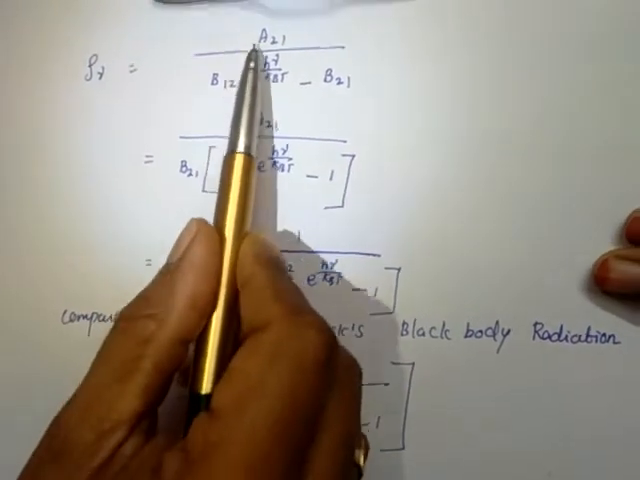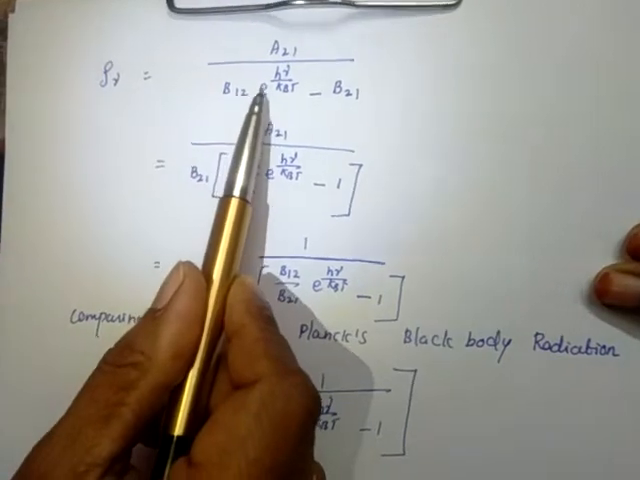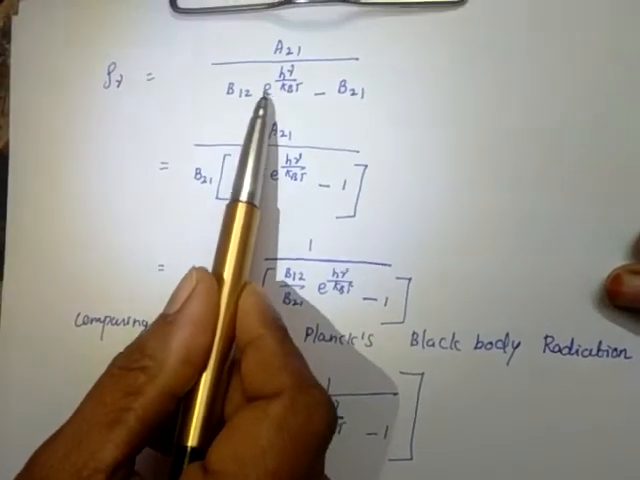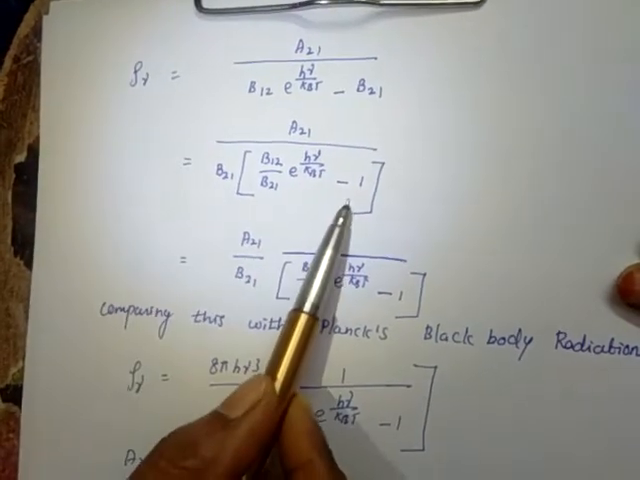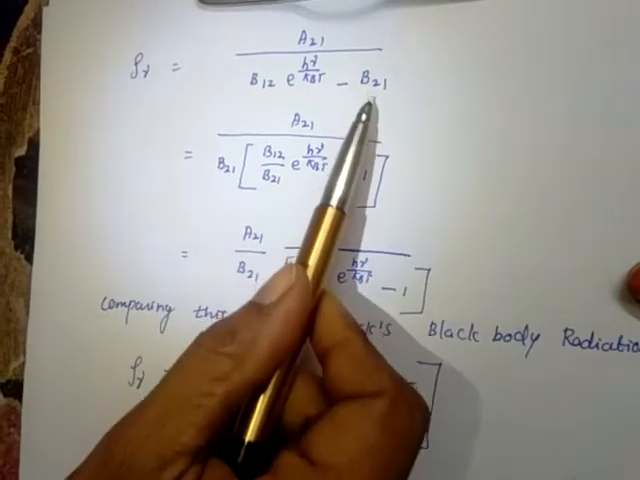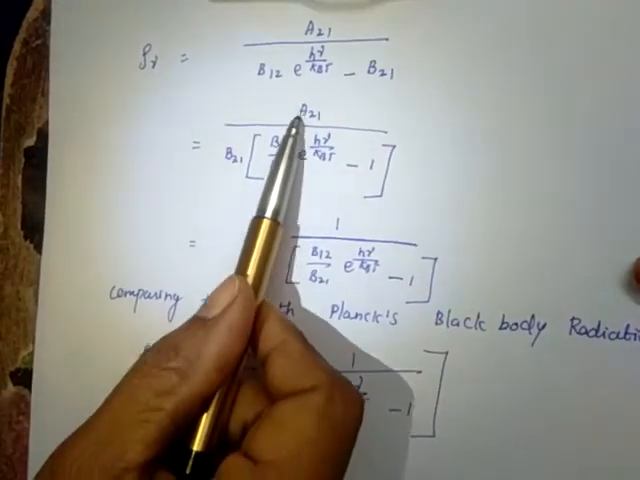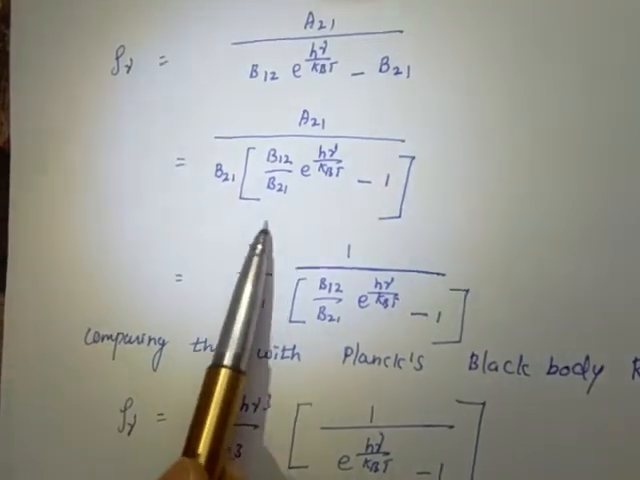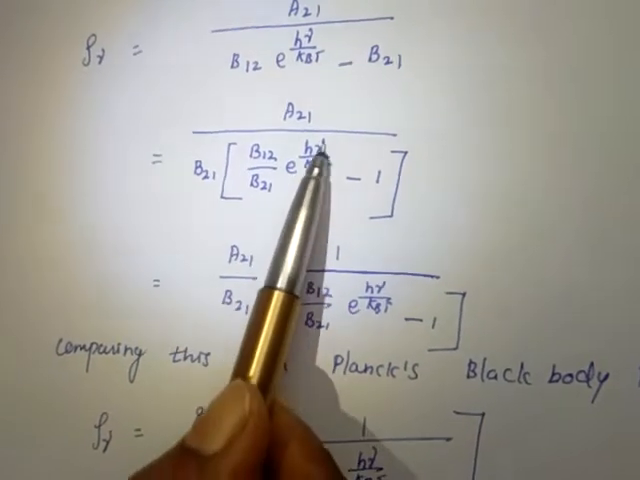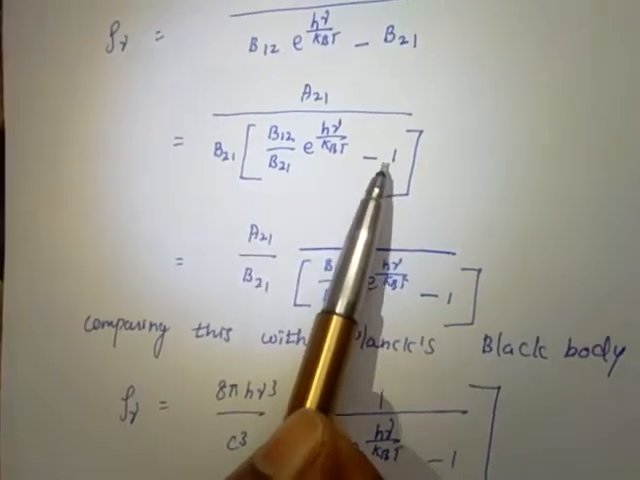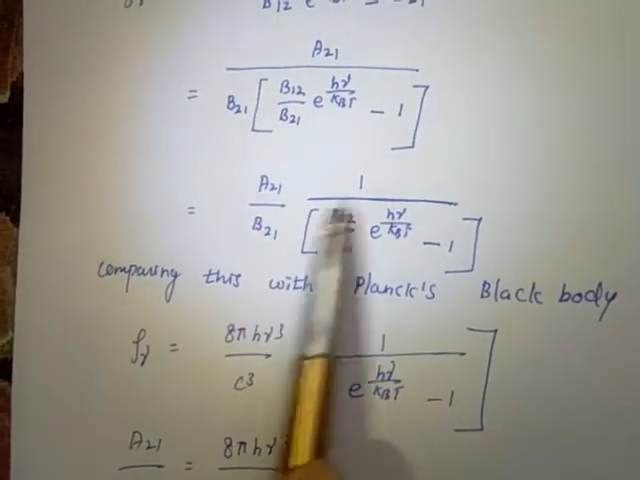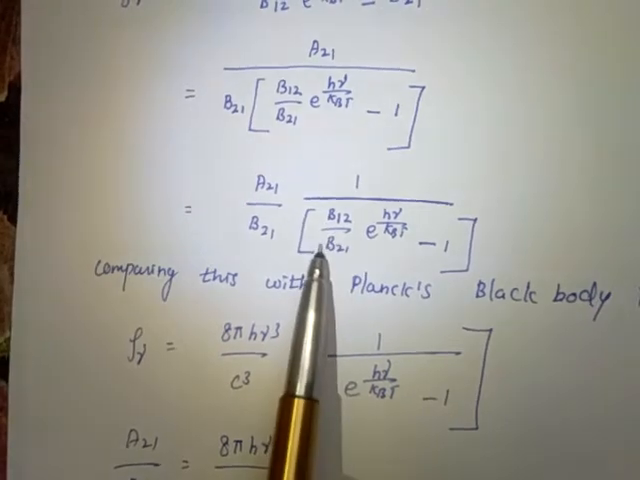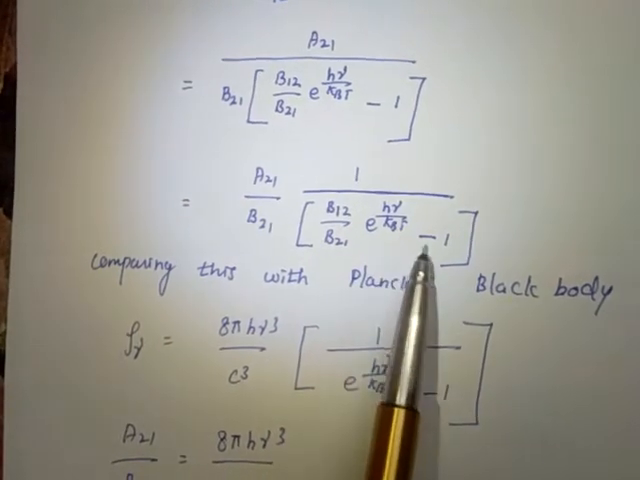So rho nu is equal to A21 divided by B12, where instead of N1 by N2 I am substituting e power h nu by kBT, minus B21. Again in this equation, in the denominator, take B21 outside. We get A21 by B21 times the bracket of B12 divided by B21 e power h nu by kBT minus 1. Rewriting this equation: A21 by B21 into 1 divided by B12 by B21 e power h nu by kBT minus 1.